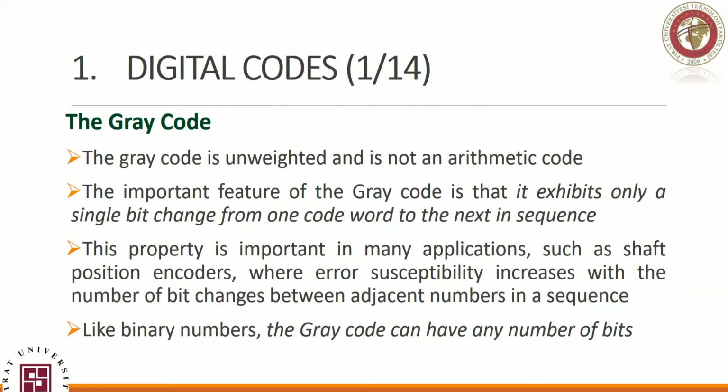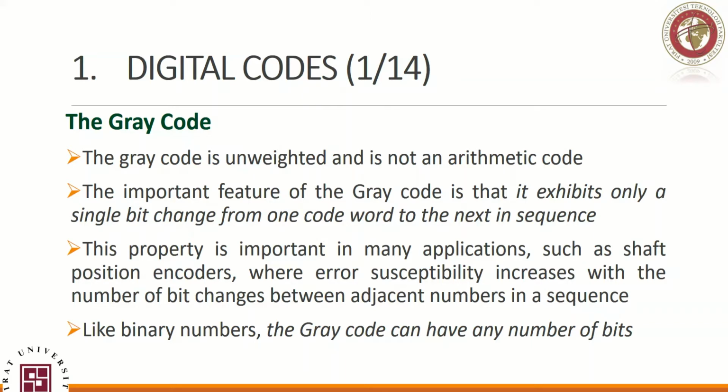Gray code. What makes Gray code special is that it is unweighted and not arithmetic. That means we can't apply addition, subtraction, division, whatever to it. What does unweighted mean? It means we can't convert it to decimal or any other system based on the weights of the digits. The digits of this kind of code do not have the proper weight. Weight means 2 to the power 0, 2 to the power 1, 2 to the power 2, and so on. In Gray code, this doesn't apply.